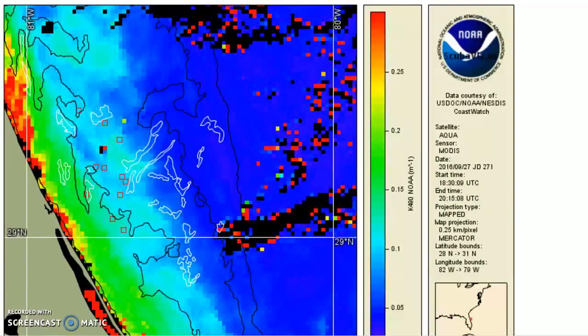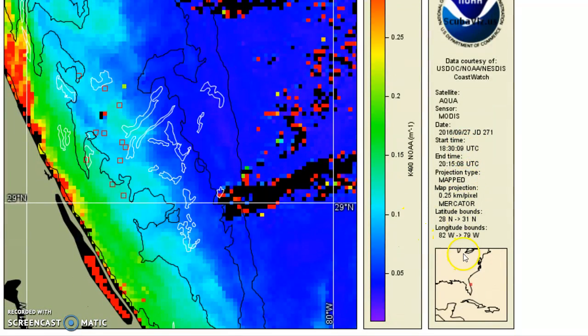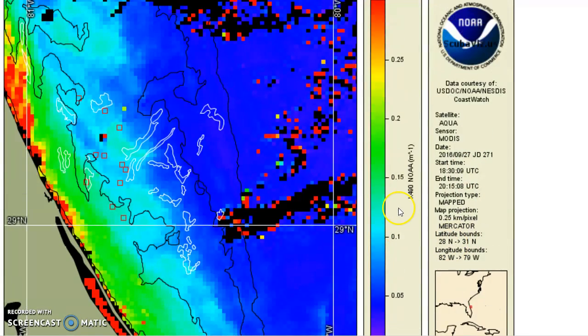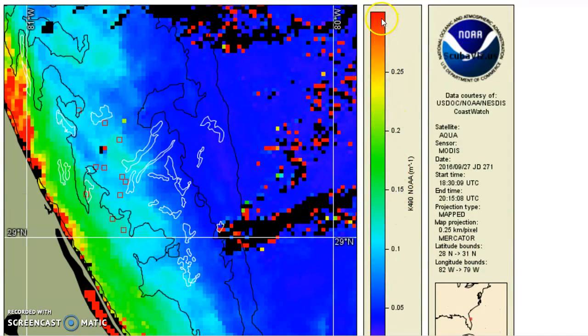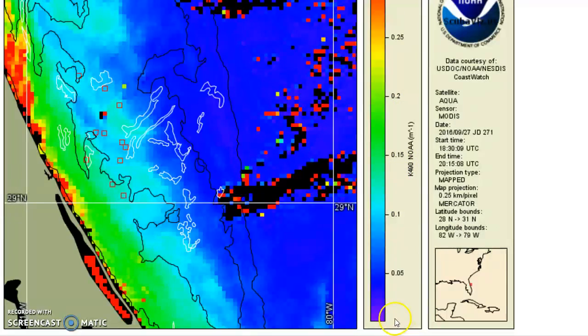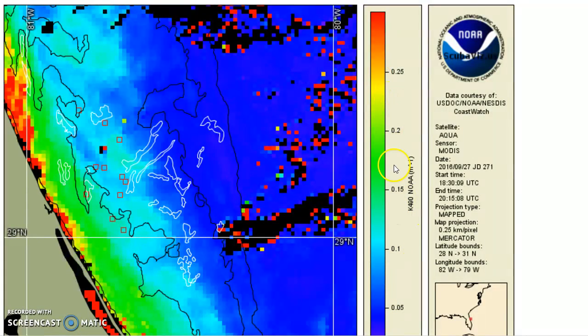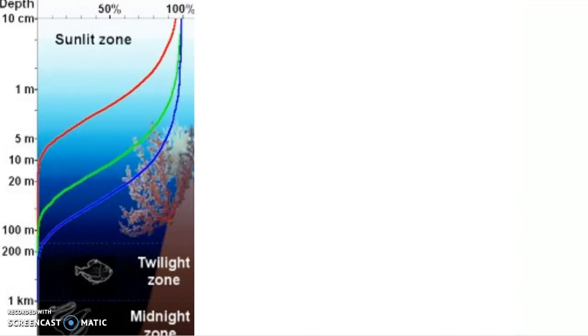My maps that the ScubaViz server puts out are looking at a range of only 0.3 to 0.01. So it's a much smaller range, and there's a reason for that, and I'll get to that in a minute. But back to the light penetration to help explain that a little better.